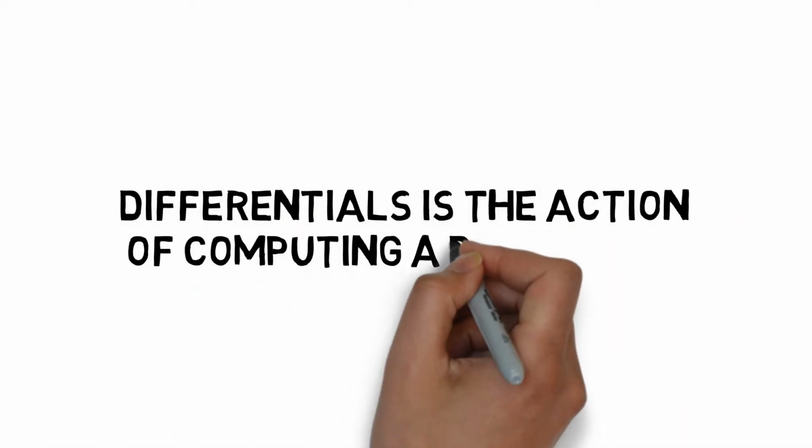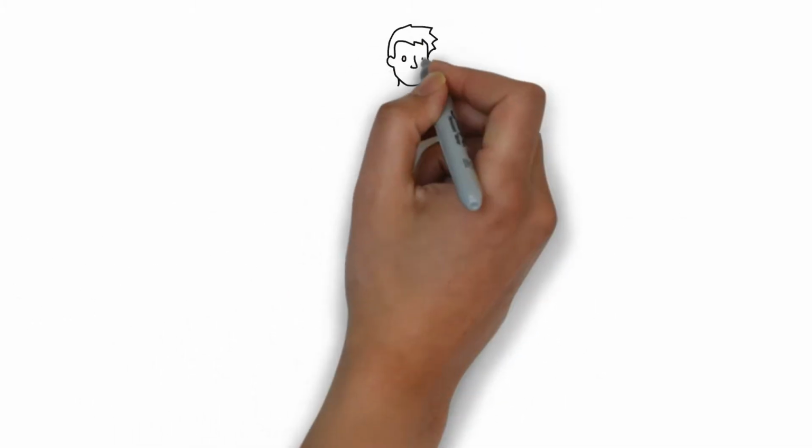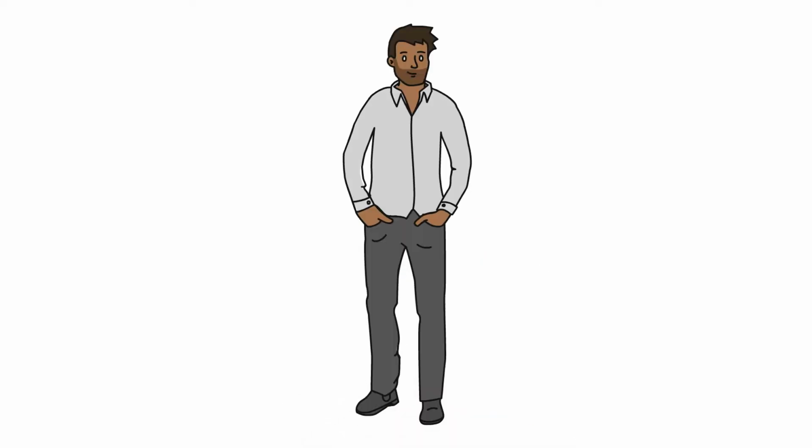So what is differentiation? Differentiation is the action of computing a derivative. The definition is the change in y over change in x. We will be using differentiation and apply it to a method called optimization.